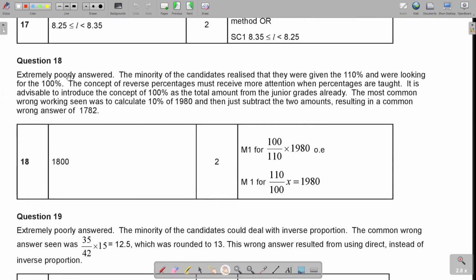So extremely poorly answered. The majority of candidates did not realize that they were given the 110 and were looking for the 100. The concept of reverse percentage must receive more attention when percentages are taught. It is advisable to introduce the concept of 100% as the total amount from the junior grades already. The most common wrong working seen was to calculate 10% of 1980 and then just subtract the two amounts, resulting in a common wrong answer. So this was the correct answer.